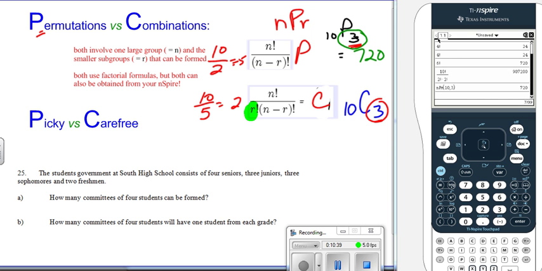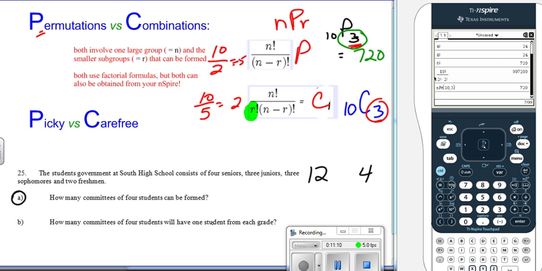The students at South High School, a student government consists of 4 seniors, 3 juniors, 3 sophomores, and 2 freshmen. How many committees of 4 students can be formed? Well, this is essentially you deciding between a permutation and a combination. We know we have 4 plus 3 is 7, plus 3 is 10, plus 2 is 12. We have a big group of 12 people. And we know we're going to form a committee of only 4 of those 12.